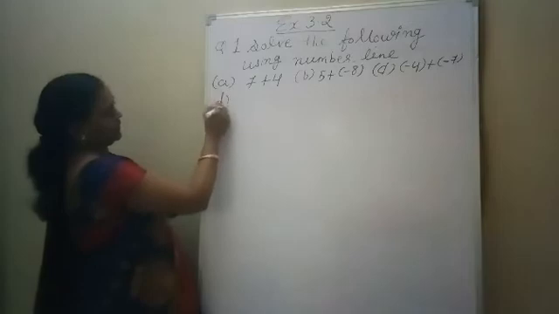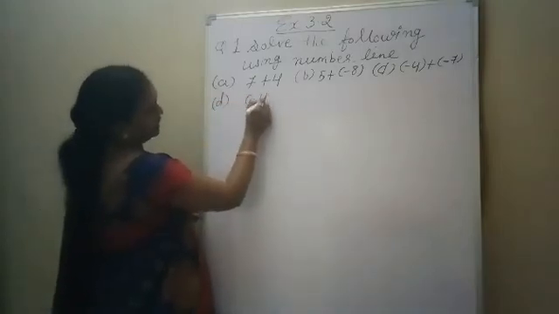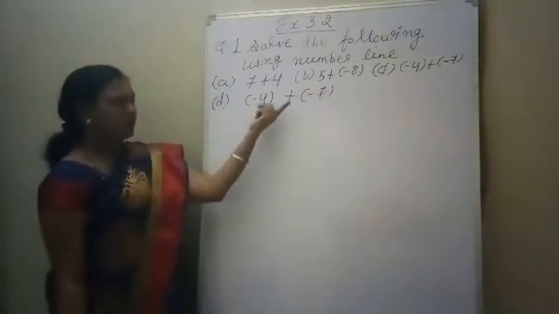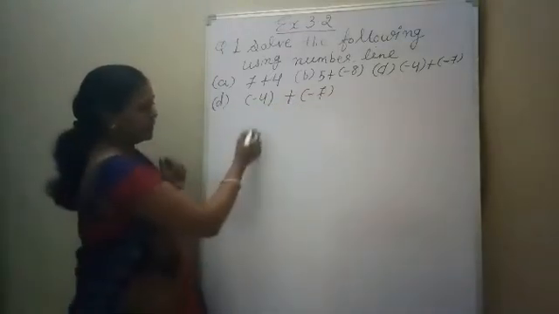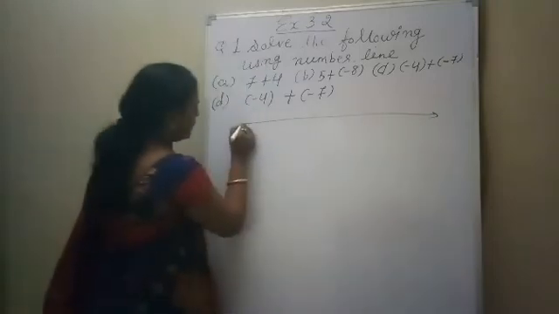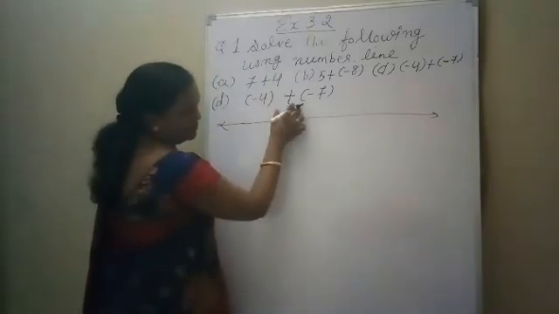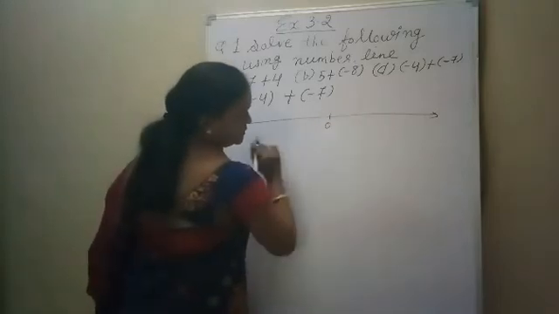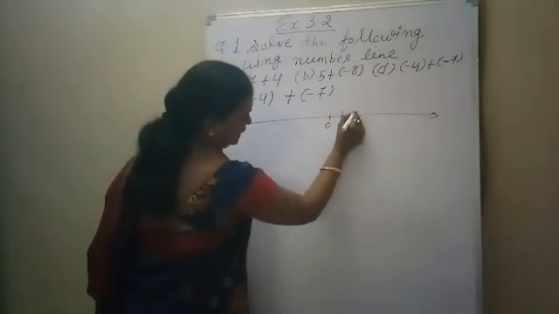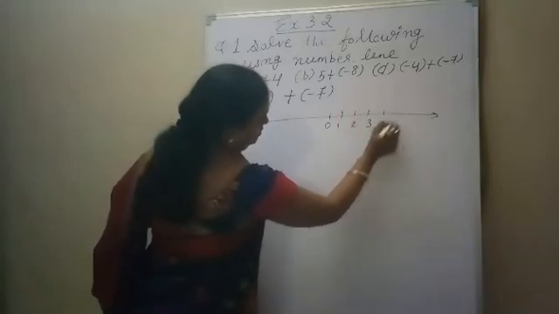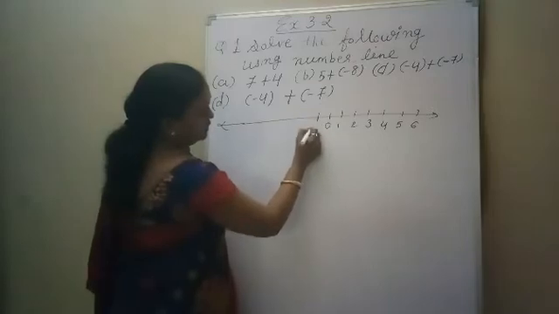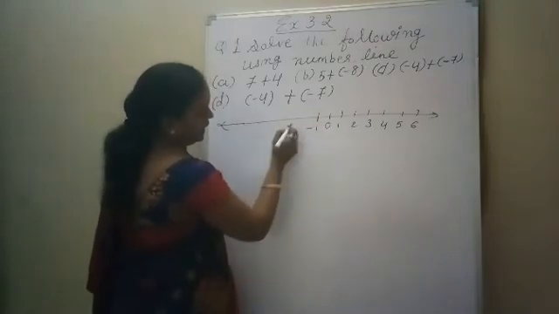So in the D part, it is minus 4 plus minus 7. Look at here, both the numbers are negative numbers. So when we are going to show the addition of negative numbers on the number line, the same rule is there. In between, 0 is there. On the right hand side, all the numbers are positive numbers. But when we go through the left side, all these numbers are negative numbers.